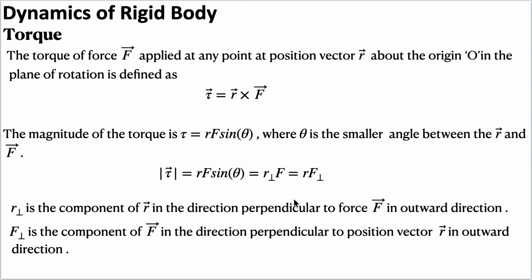Dynamics of rigid body. Using the figure shown earlier, we can define torque of a force vector F applied at any point on the rigid body at vector r about the origin O in the plane of rotation as vector tau equals vector r cross vector F. The magnitude of the torque is tau equals rF sin theta, where theta is the smaller angle between vector r and vector F. So modulus of tau equals rF sin theta, which equals r perpendicular F or r F perpendicular, where r perpendicular is r sin theta and F perpendicular is F sin theta.